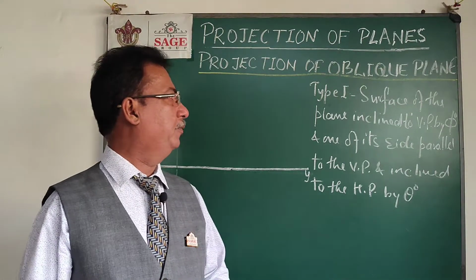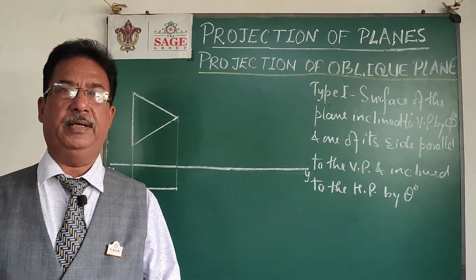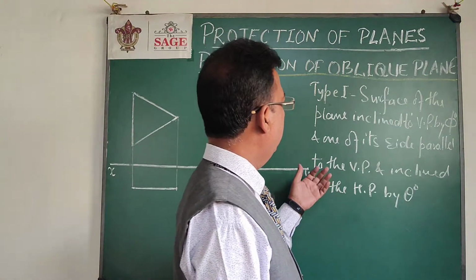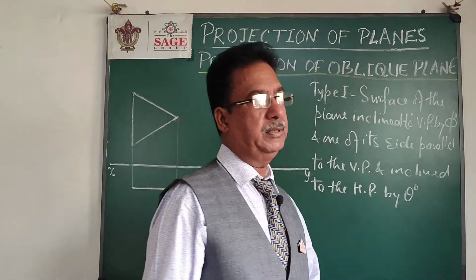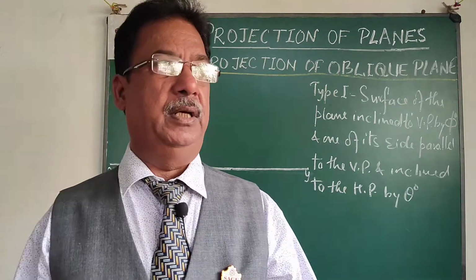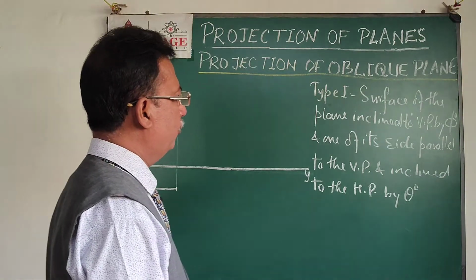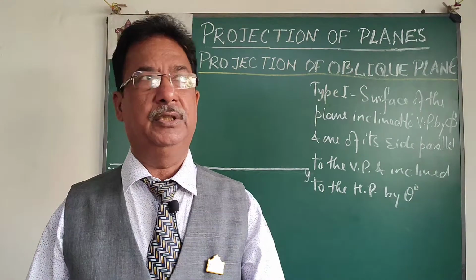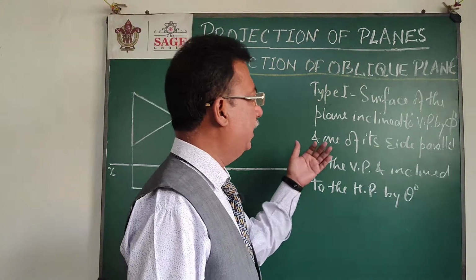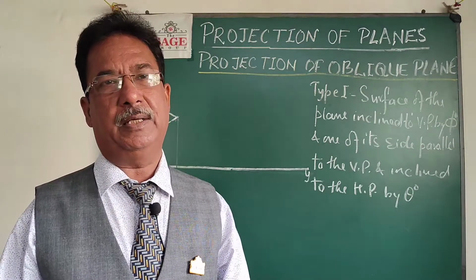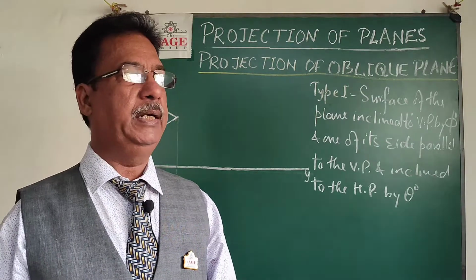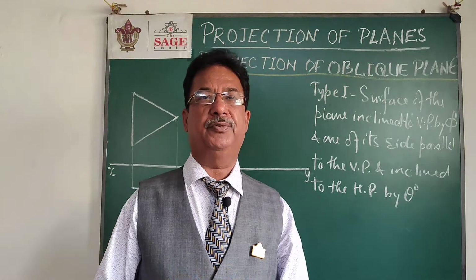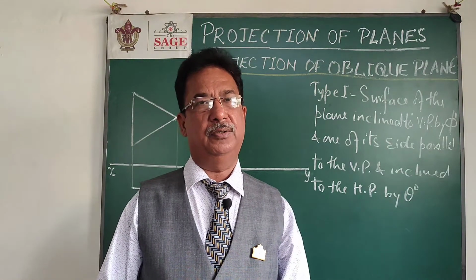So today we are taking the reverse case of that. Now this time the problem will be: the surface of the plane will be inclined to the VP and one of the sides is parallel to the VP and inclined to the HP by some angle theta degree. As earlier, whenever we solve these types of problems, this word surface will be the most important word for us. So according to this, the surface will be inclined by some angle phi degree to VP. So my initial position of the plane will be, suppose the surface of the plane is parallel to the VP.